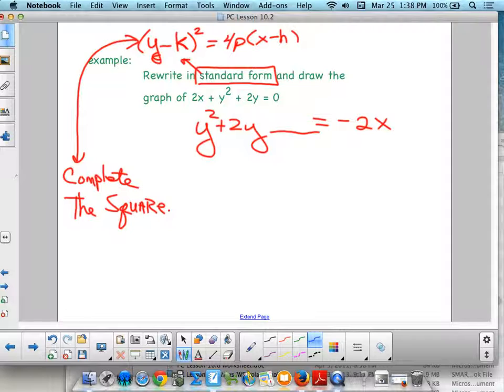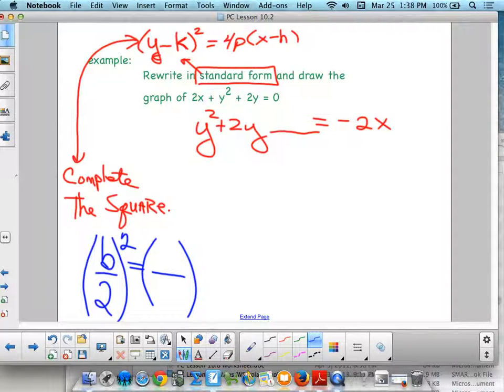You know what they call that though? They call that the B value. Remember the B? A, B, C? They say half the B value, whatever that is, and then, Jenna, you said squared. Yeah. Okay, so B over 2 squared. Well, your B is 2. 2 over 2, square that. Well, this is 1 squared, the answer is positive 1. What do you do to the other side? Same thing. Whatever you do to the left, you got to do to the right. So plus 1, plus 1.